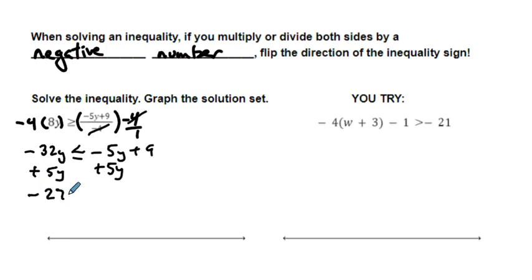So you get -27y is less than or equal to +9. And now your last step is you're going to divide both sides by whatever the coefficient is in front of your variable. Well, my coefficient's -27, all right? And now, again, we are now dividing by a negative sign.